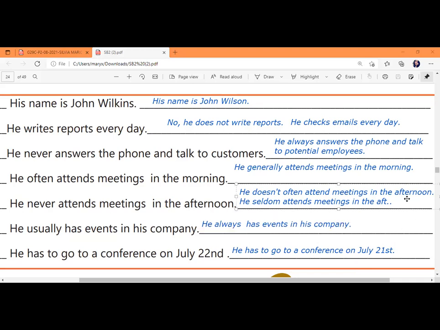Do you have questions? ¿Tienen preguntas? Yes, I have one. Do we have to answer exactly as the sentence? Ya el ejercicio ya está solo para que haga los cambios. Por ejemplo, la primera, his name is John Wilkins. Sabemos que no es la respuesta correcta. Y el párrafo ya nos dice, his name is John Wilson. Entonces, se hace con base en el párrafo. Thank you. You're welcome, Anna.